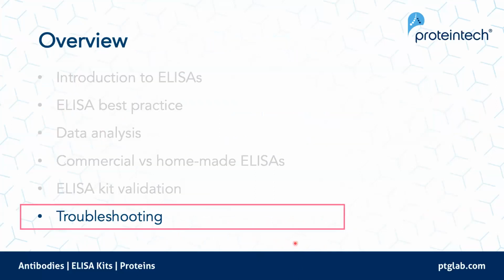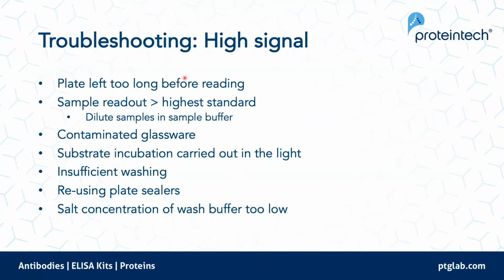So nearly at the end, I'm aware that we've been going for 40 minutes, so I'm just going to really quickly go through some common troubleshooting and then maybe get round to a couple of questions. So first, you've got high signal. I know this can be quite a big problem for ELISA kits.